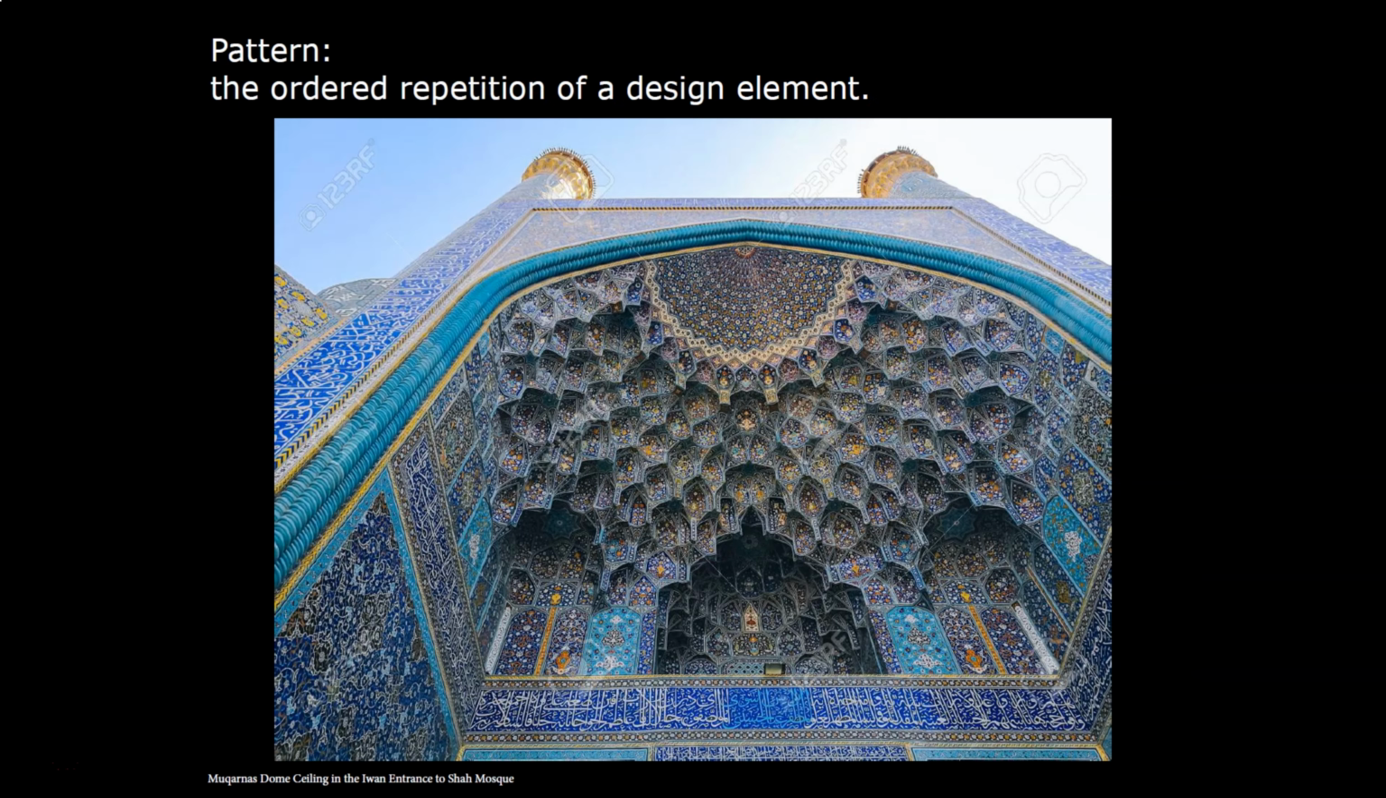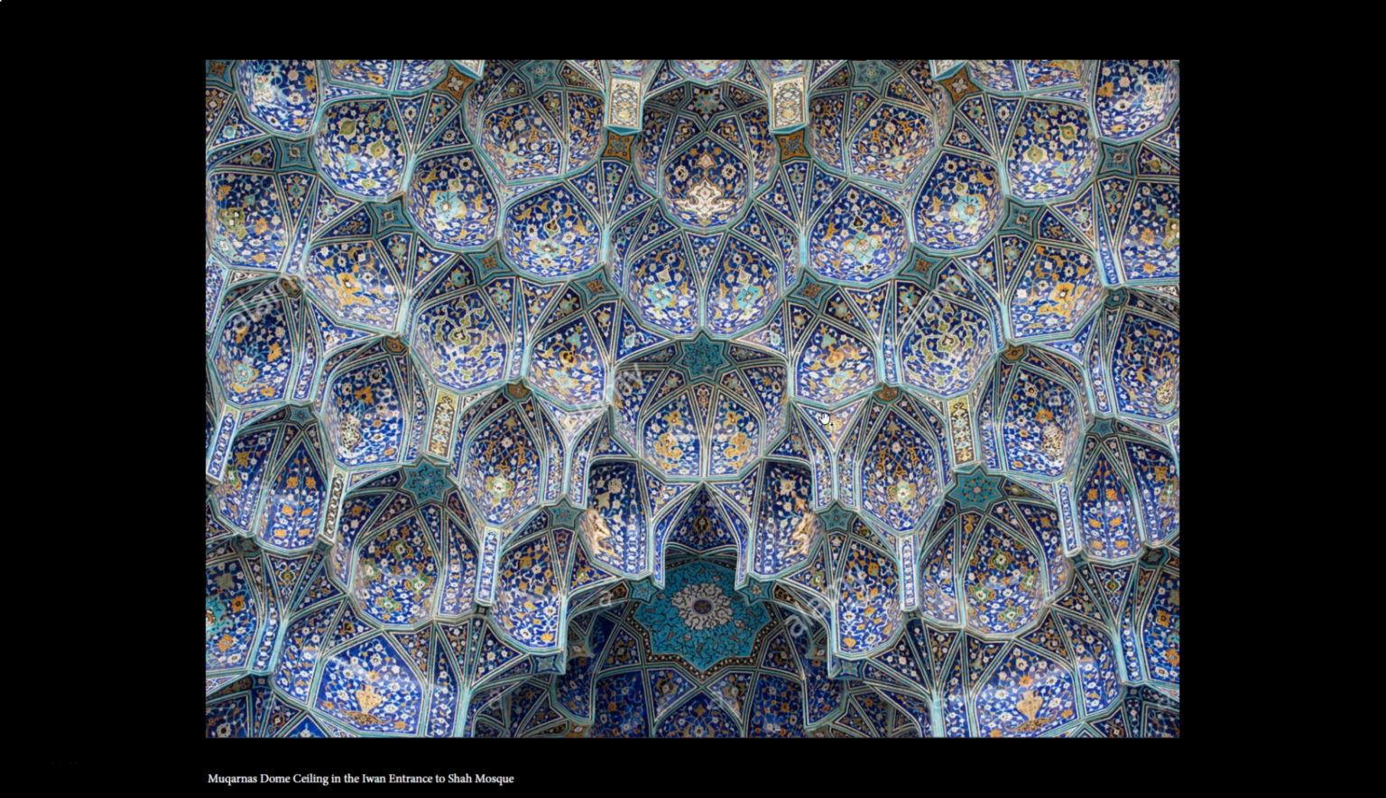So this is the Iwan entrance to an Islamic mosque, and pattern is very important in Islamic culture because it's basically considered to be heresy to paint an image of something, draw an image of something that actually looks real, because you're stealing God's power. God gets to create things that look real, so humans are left to pattern.